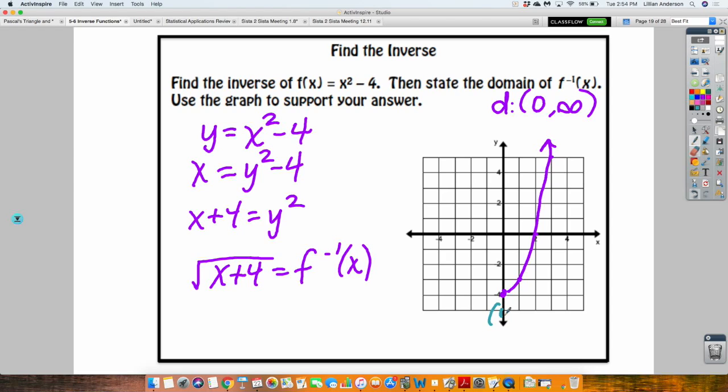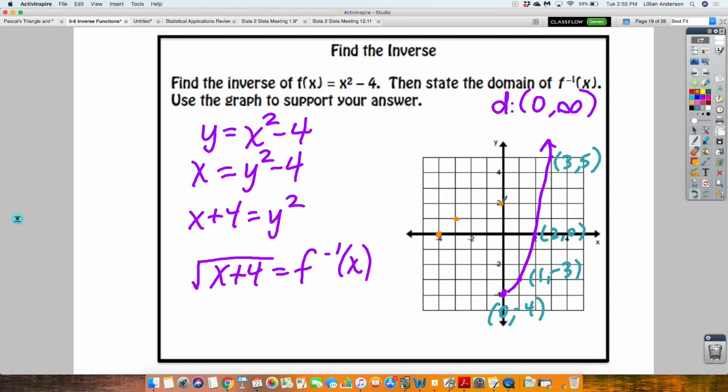Or I can take these points: 0, negative 4; 1, negative 3; 2, 0; 3, 5. I can take each one of those points and do what with them? Flip them and graph those instead. So instead of it being 0, negative 4, it is negative 4, 0. Instead of 1, negative 3, it's going to be negative 3, 1. Instead of 2, 0, it's going to be 0, 2.